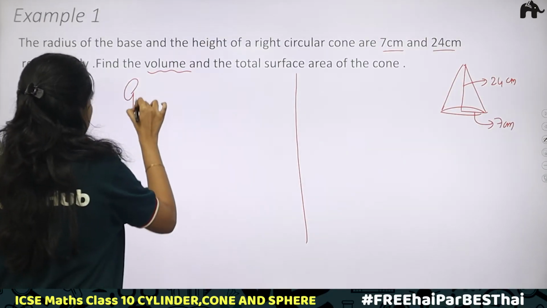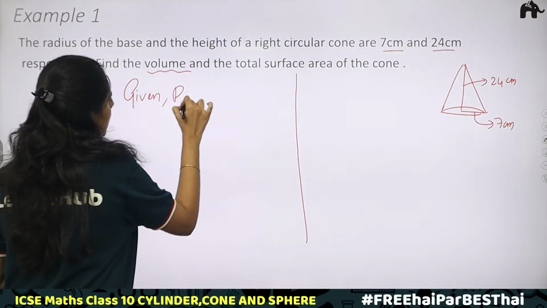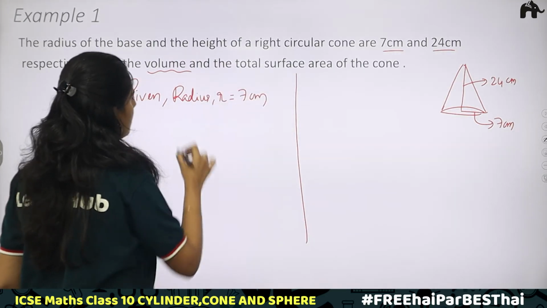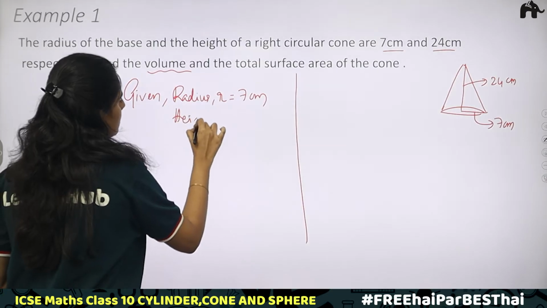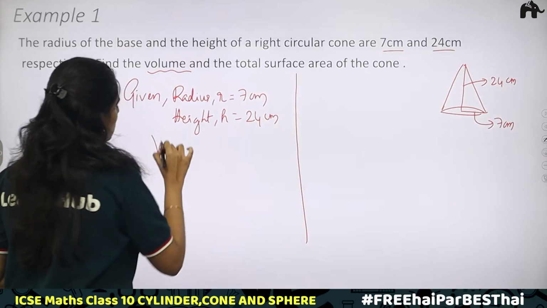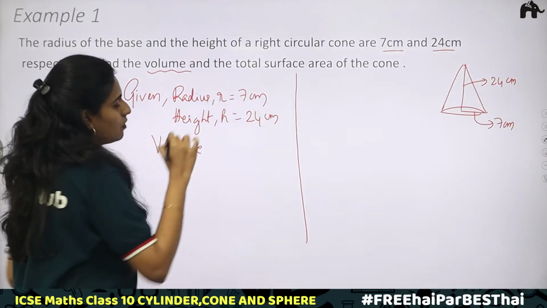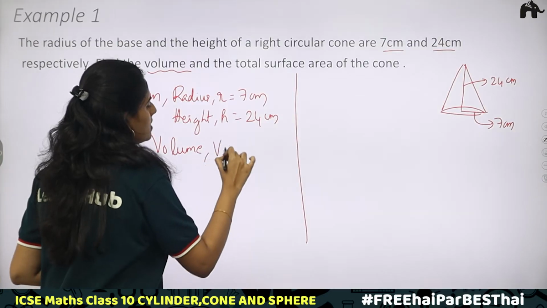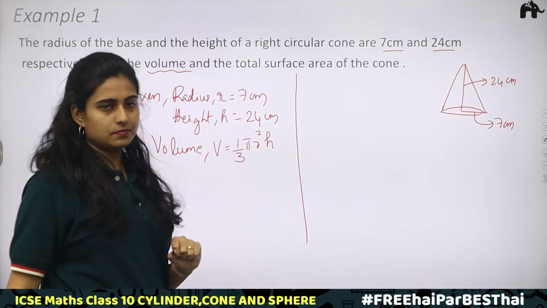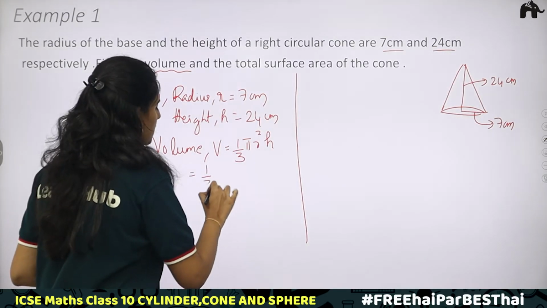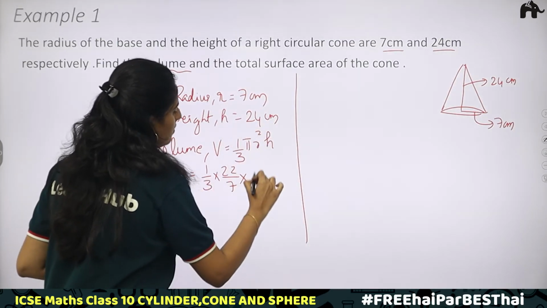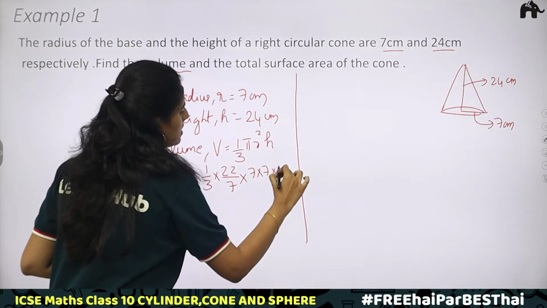Given radius r is equal to 7 cm and height h is equal to 24 cm. What is the volume of cone? We have just studied the formula to find volume of cone. V is equal to 1 by 3 pi r square h. Okay, put the values: 1 by 3 into 22 divided by 7 into r square, 7 into 7, into h is 24.